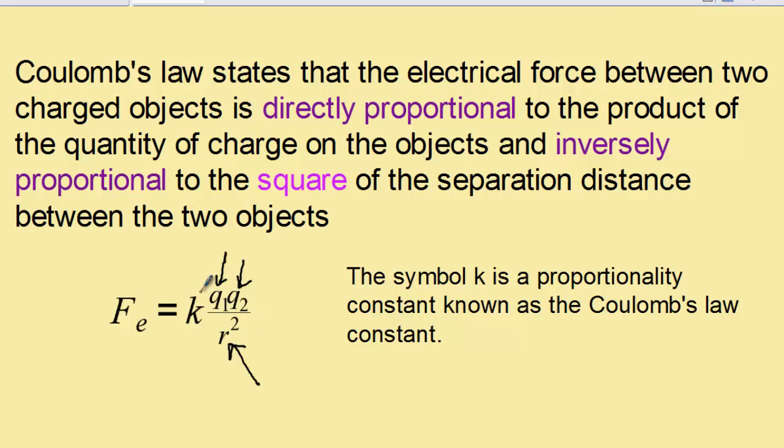Now you notice there's a constant K here, and the symbol K is a proportionality constant that's known as Coulomb's law constant, and we're not really going to discuss that too much in this course. It will just give you a value for that proportionality constant.